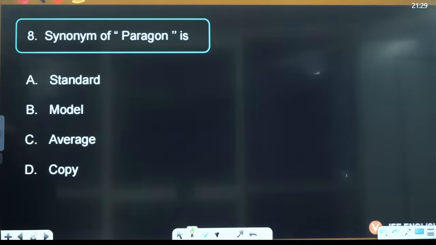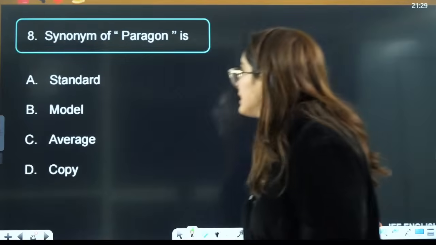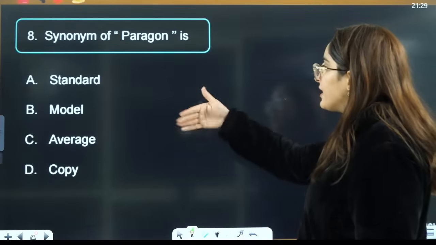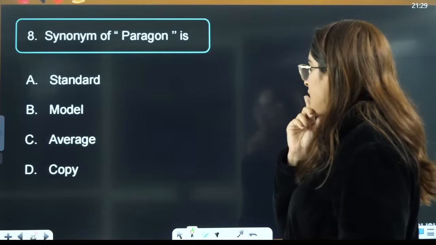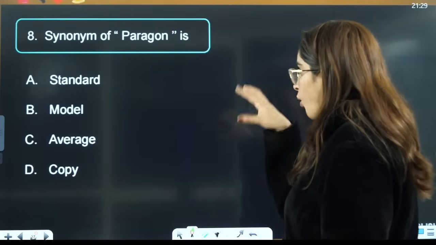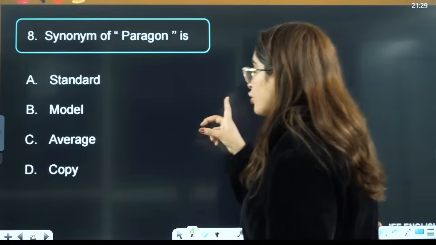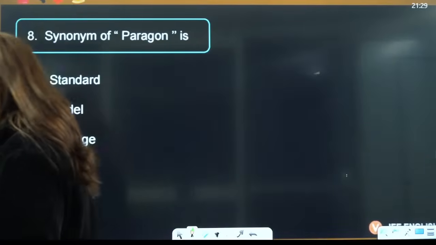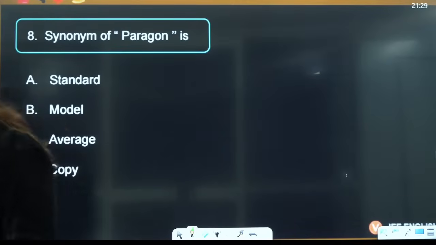Paragon. Yes, everybody, what is the answer of paragon? Paragon. Standard, model, average, copy. Okay, standard. It's a standard. It's a model, role model, right? Average. It's a copy. Standard also you copy, right? So tell me, what do you mean by paragon?